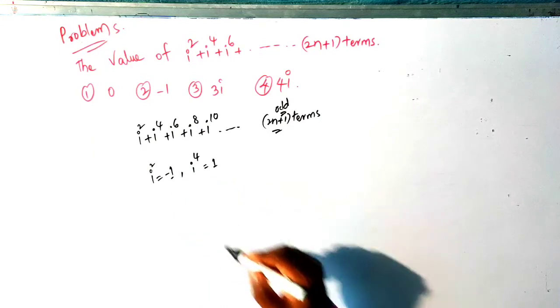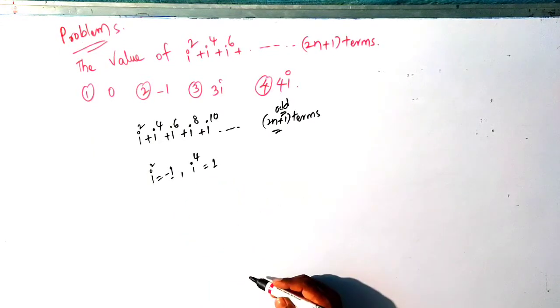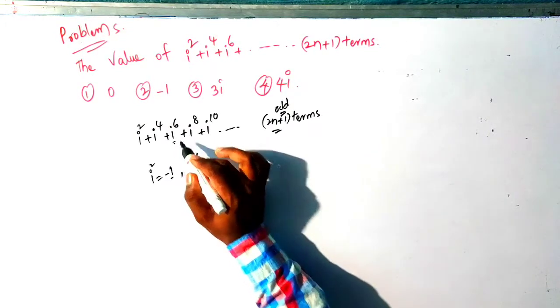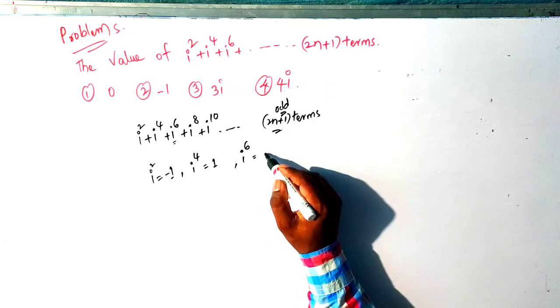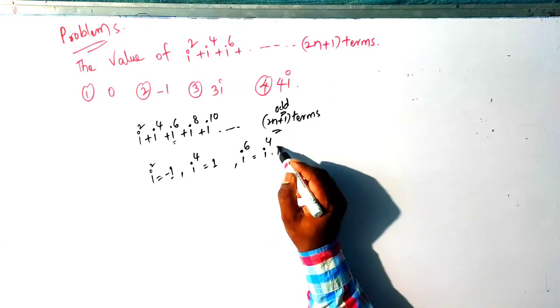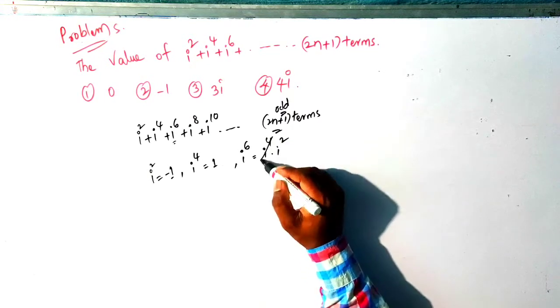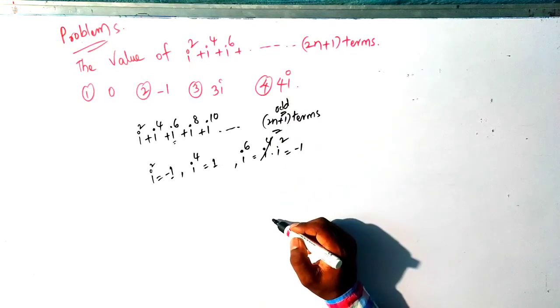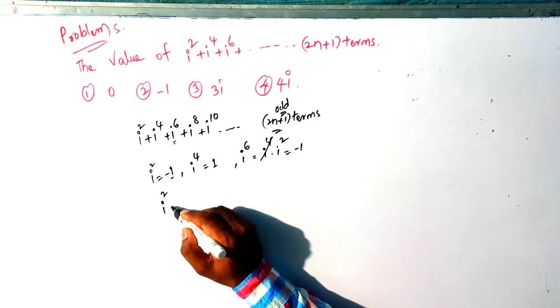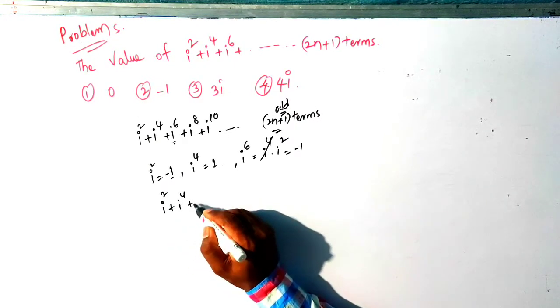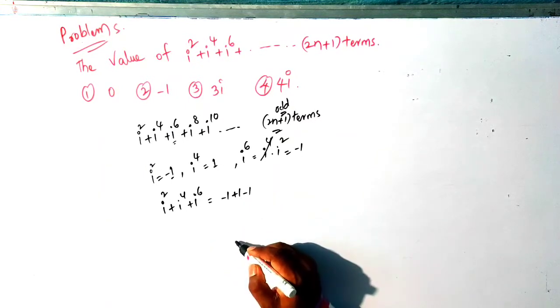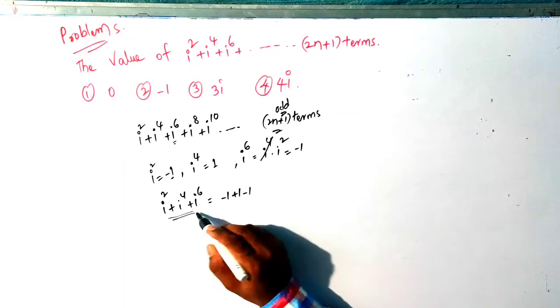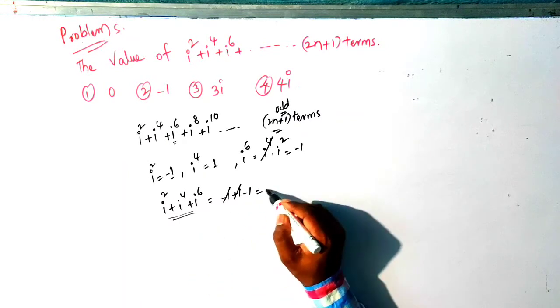Already we discussed this: i squared equals minus 1, i to the power 4 equals 1. Okay, so i to the power 6 is there. i to the power 6 is nothing but i to the power 4 into i squared, so again we get minus 1. Clear? Suppose we take only i squared plus i to the power 4 plus i to the power 6. We get minus 1 plus 1 minus 1. Only these three terms are taken. Plus 1 minus 1 cancel, we get minus 1.